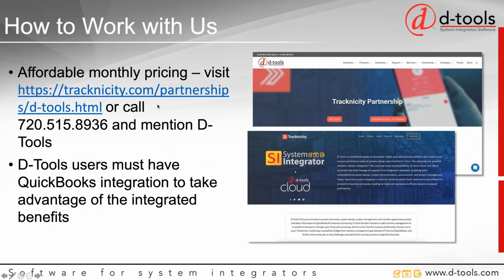So how do you work with Tracknicity? You can certainly go to the website, www.tracknicity.com. There's also a link here to our partnership page with D-Tools. There's a phone number on there that you can call and just mention that you're a D-Tools user. In order to really take advantage of Tracknicity, we recommend that D-Tools users use the QuickBooks integration feature. You don't 100% have to, but it really makes things a lot easier in terms of parts and purchase orders connecting between the two.